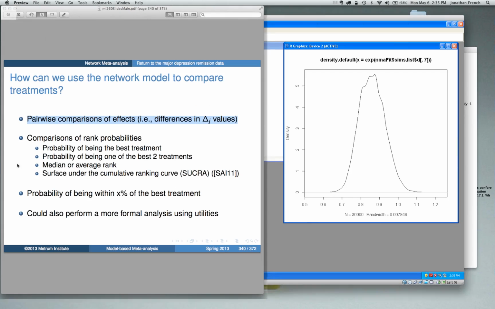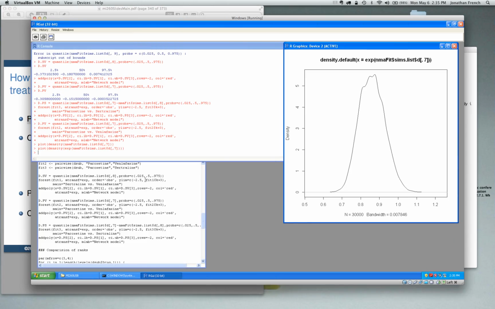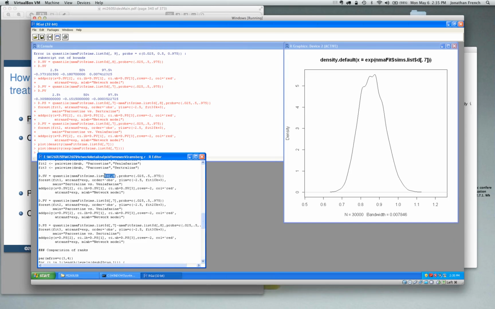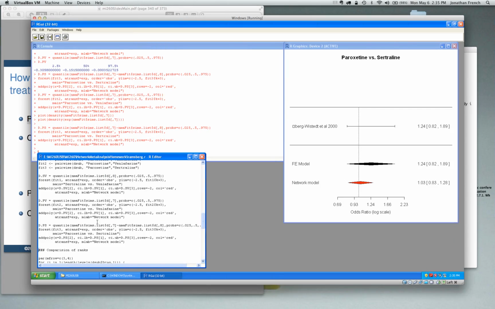Okay, so that really covers our pairwise comparison of effects, looking either at differences in delta values. Oh, one thing I didn't do, these were both differences relative to venlafaxine, so we could work with our fundamental parameters directly. If we are interested in comparing two treatments, then we look at differences in the fundamental parameters. So if we are interested in comparing paroxetine and sertraline, we'd look at the difference between D8 and D7. And if we were to do that, make a similar sort of plot here, this is our one study that compared paroxetine and sertraline.